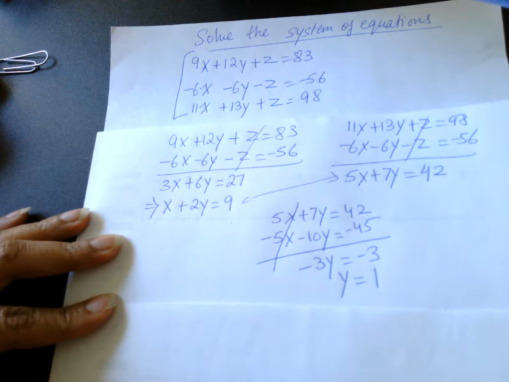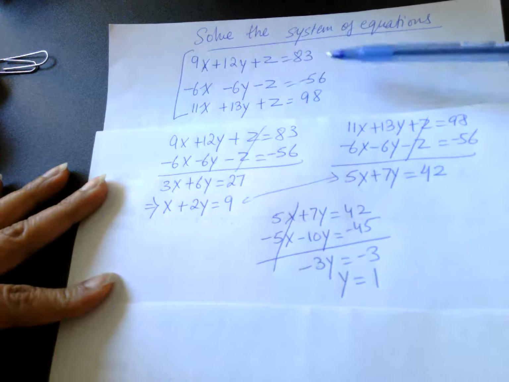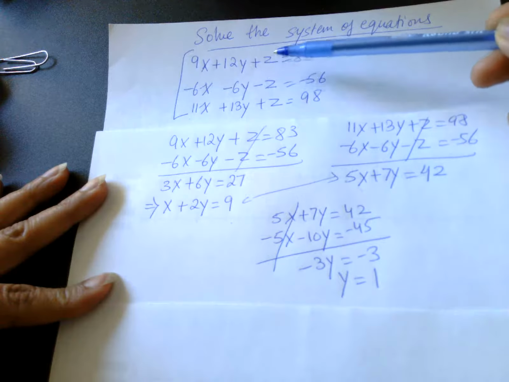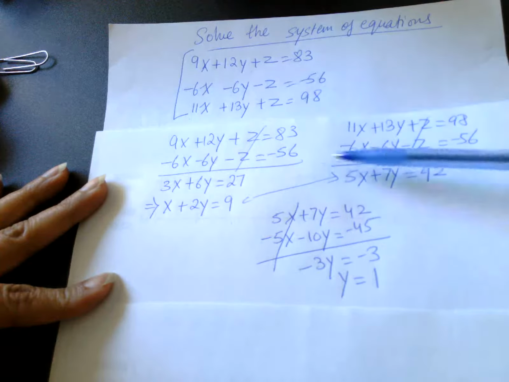Solving systems of equations, we have three variables x, y, and z. Out of these three equations, only the second equation has minus z. So I use the second equation with the first equation and then with the third equation to simplify it.